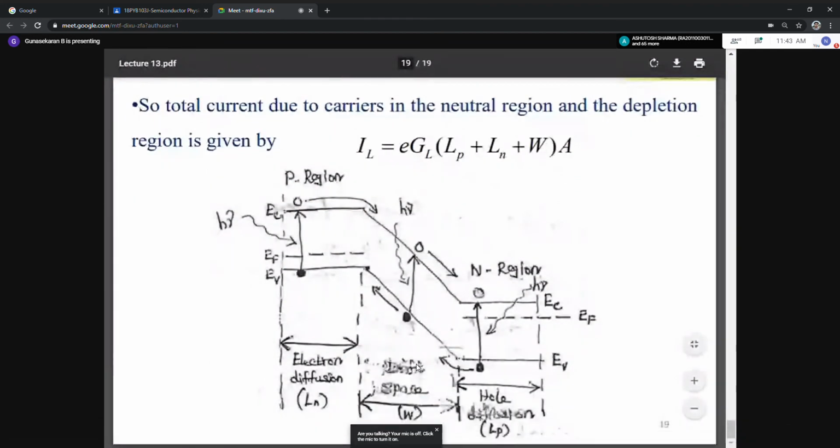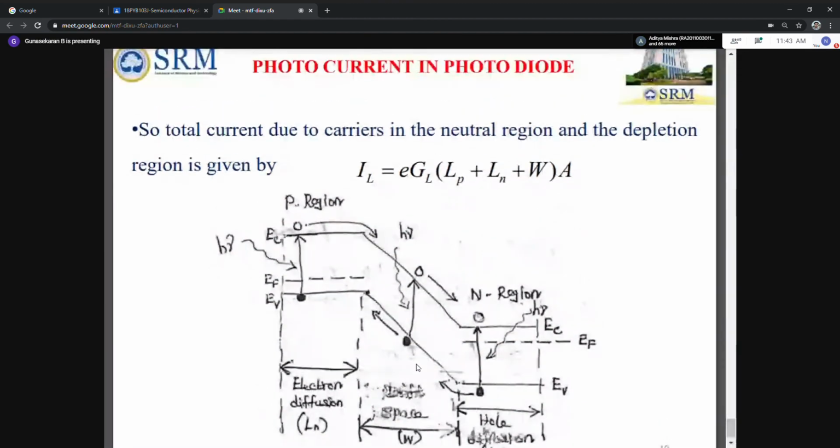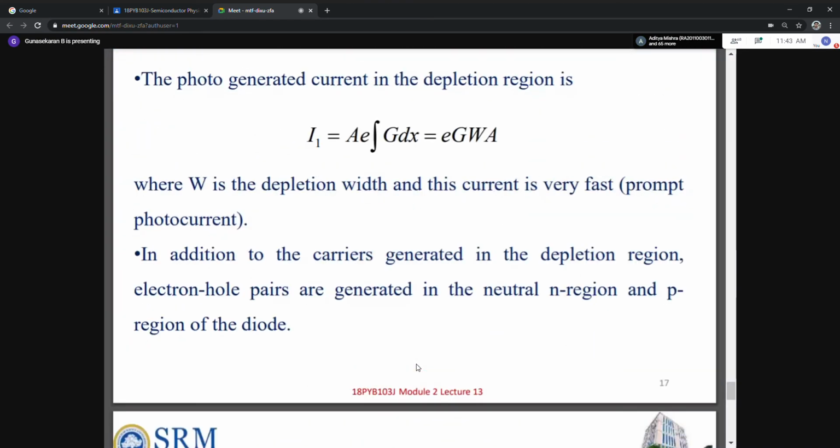That combined, so the total current due to the carriers. Now I go to add all these things. The neutral region and the depletion region current is given by this equation. That is overall IL is equal to E. You go to take that EGL common outside, that LP, LN, W and A. A is nothing but the area of cross section here. W is the width of the region. LP, LN is also there. You please go to see the diagram, up to that PN junction.